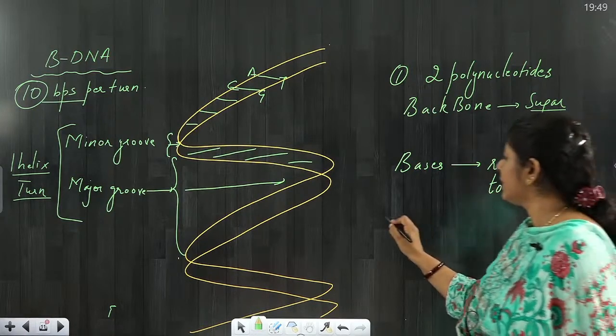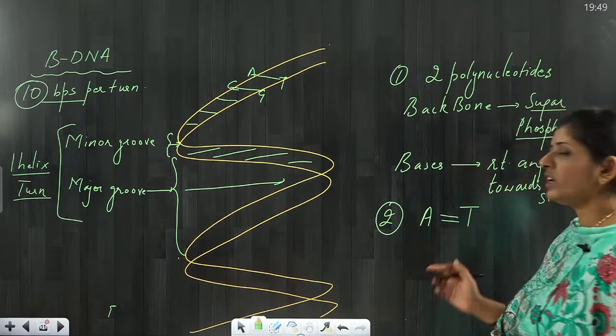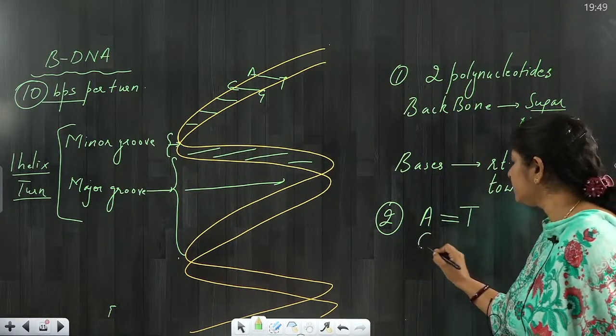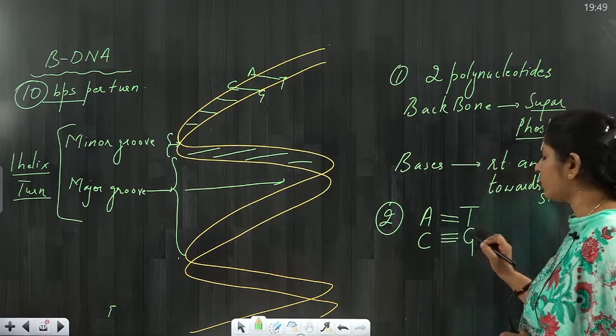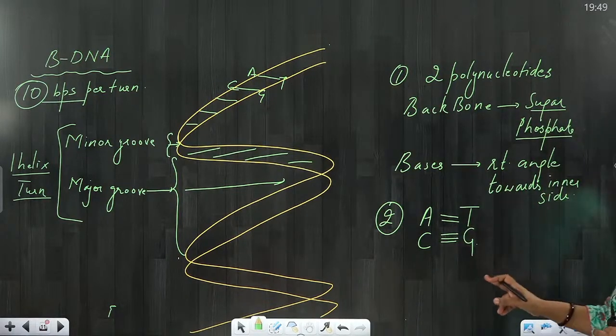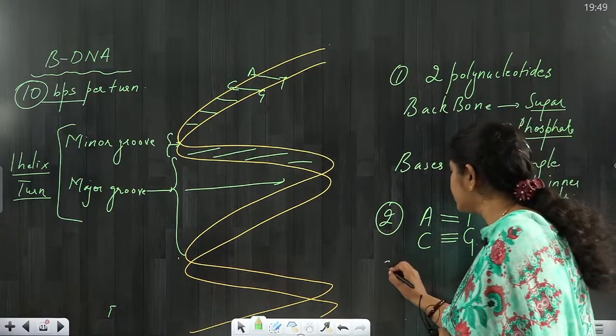and if adenine is there, what should be opposite? Thymine, bonded by 2 hydrogen bonds. If cytosine is there, it is bonded by 3 hydrogen bonds. Cytosine with guanine by how many hydrogen bonds? 3 hydrogen bonds.